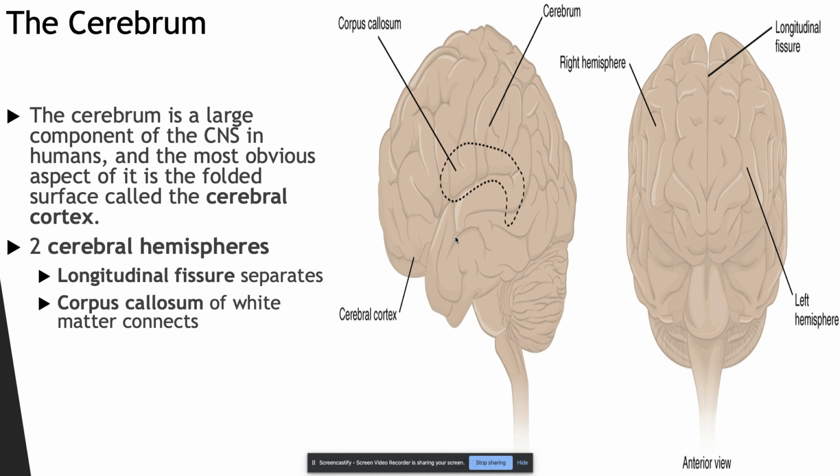So getting started with the cerebrum here, it accounts for about 80% of the brain's mass. A little bit about the anatomy of the cerebrum. The cerebrum functions in conscious thought and memory storage, processing, sensory processing, and the regulation of skeletal muscle contractions. So the surface of the cerebrum is highly folded and covered with a superficial layer of gray matter called the cerebral cortex.